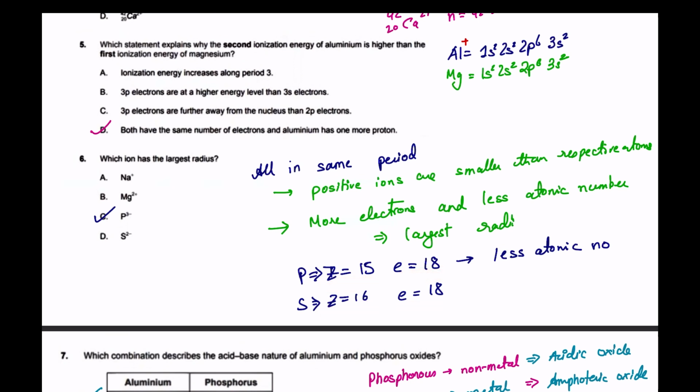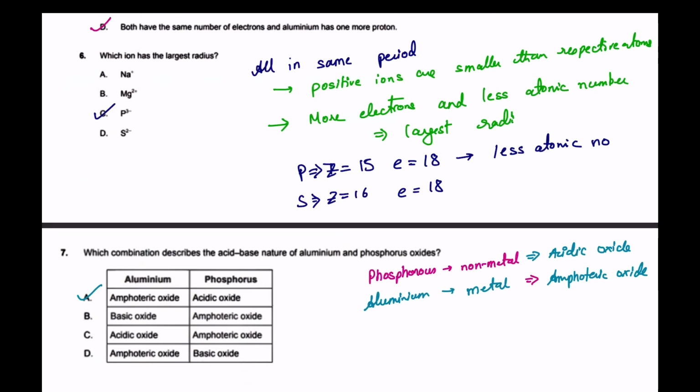Now, in the second case, the atomic number is more. As a result, the nucleus will try to pull the electrons towards itself with a greater force. As a result, the atomic radii or the ionic radii in this case will decrease. But for phosphorus, you have fewer protons, so the nuclear force won't be that strong and the ionic radii will be more. So option C is the correct answer to question 6.